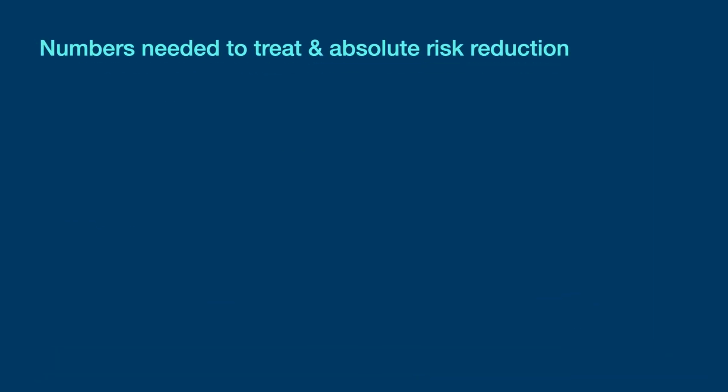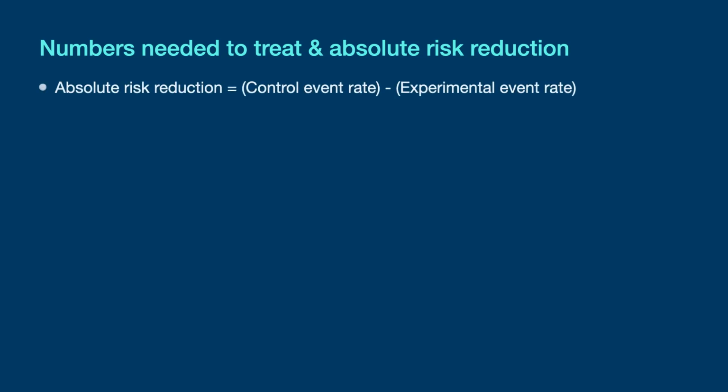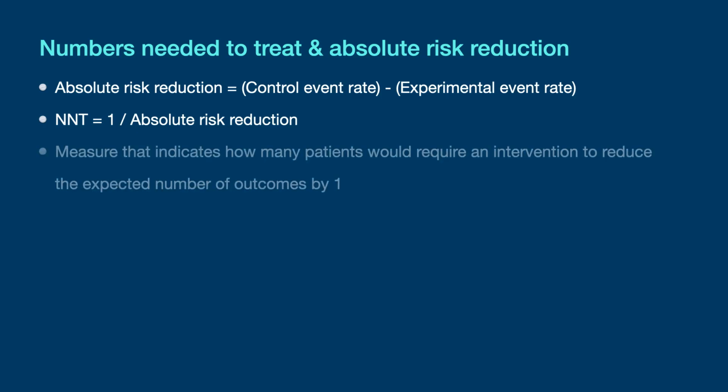Numbers needed to treat and absolute risk reduction. The absolute risk reduction equals control event rate minus experimental event rate. Numbers needed to treat is 1 over absolute risk reduction. That indicates how many patients would require an intervention to reduce the expected number of outcomes by 1.